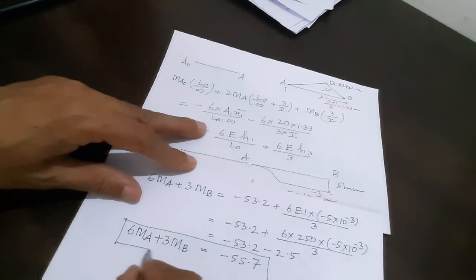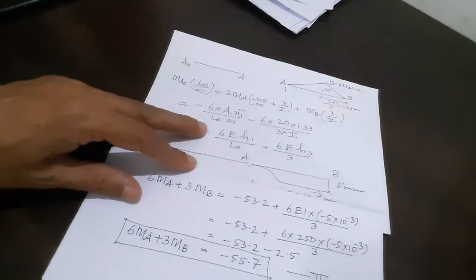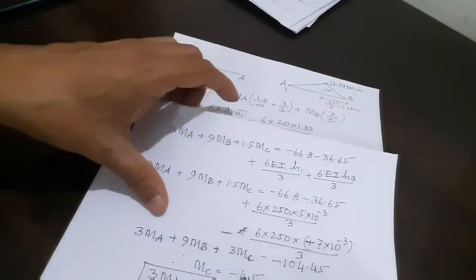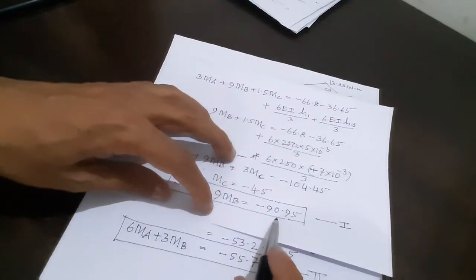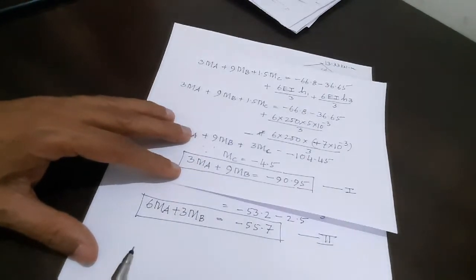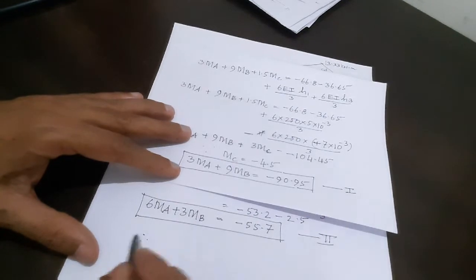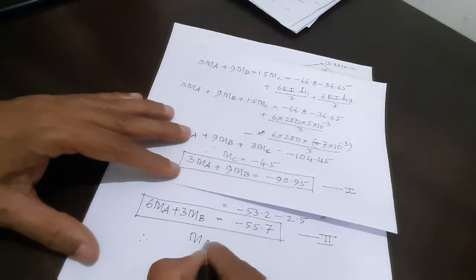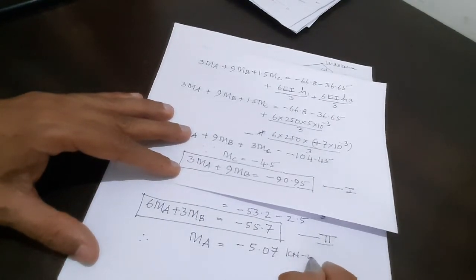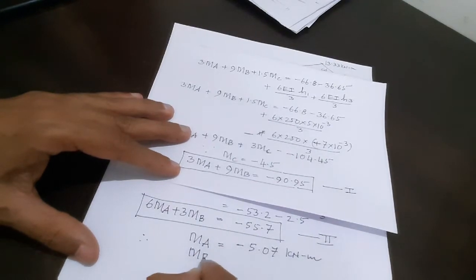This is my equation number 2. My first equation I have already got. My first equation in MA, MB: 3 MA plus 9 MB is equal to minus 90.95. This is my second equation: 6 MA plus 3 MB is equal to minus 55.7. Therefore, I can write, I can solve these two equations with two unknowns: MA is equal to minus 5.07 kilonewton meter, and MB is equal to minus 8.41. Both the moments are negative.